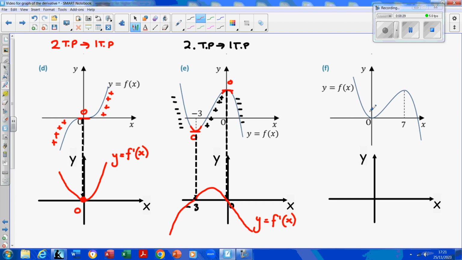Another one. We've got 2 turning points again. We've got a minimum. We've got a maximum. So we'll take those 2 turning points, we'll drop them straight down onto the x-axis. So that one comes down there, and that one comes down to there. We'll put in the x numbers because we know them.